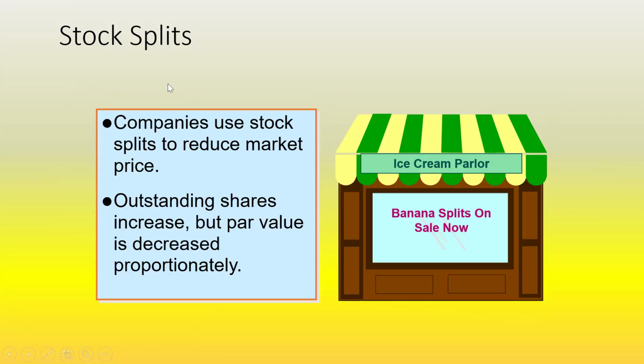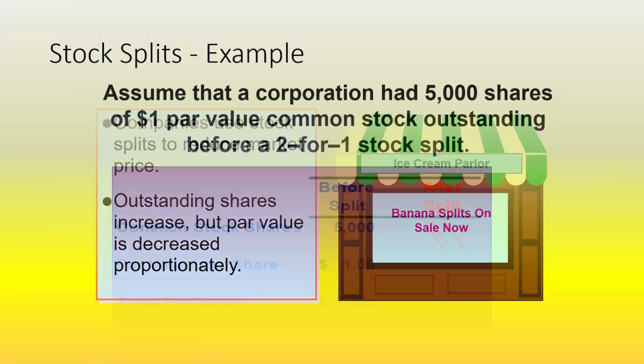What may be the reason behind stock split? The company performs a stock split in order to make the shares more affordable for investors by lowering or decreasing the price per share.